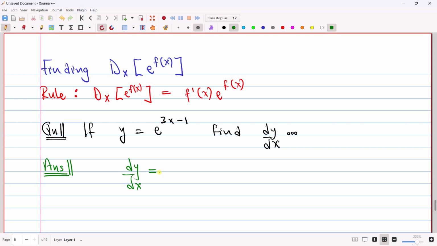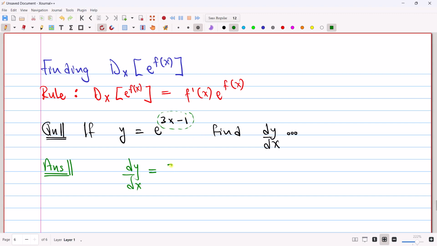Every time you're given an exponential function whose base is specifically base e, the first thing you do when you want to differentiate it is look at the power or the index of that base. Then you take that index and differentiate it, applying the rules that you know. These are just simple polynomials. When you differentiate 3x, this will just become 3. And if you differentiate -1, it becomes 0. So the only thing that you obtain from your differentiation is just 3.